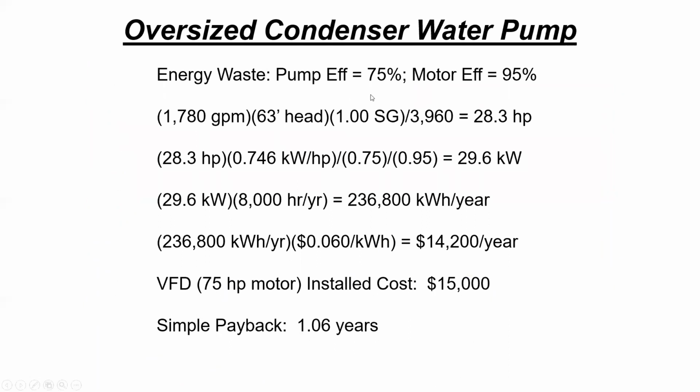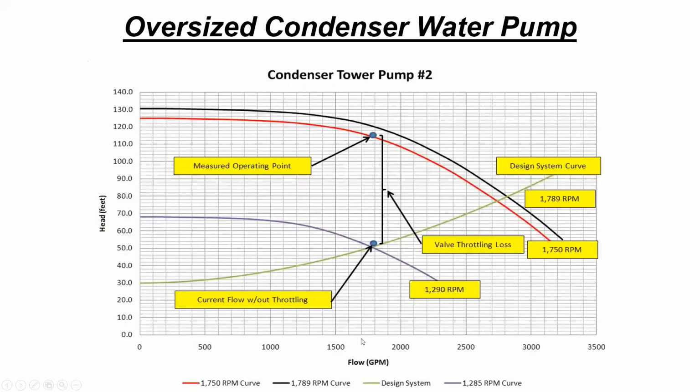Quick example on this. If the efficiency of the pump is 75% and 95% efficiency for the motor, for a 1780 gallon per minute example we had here.